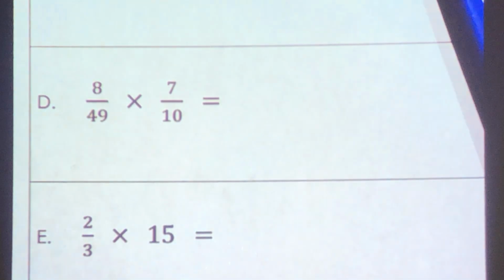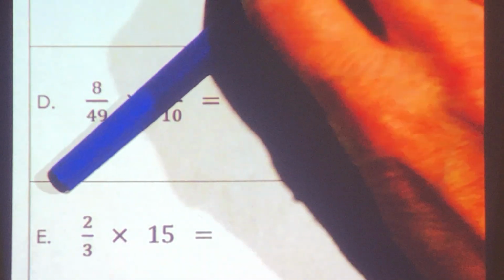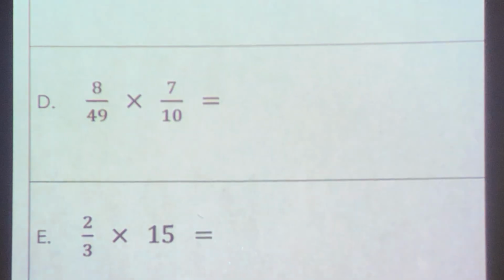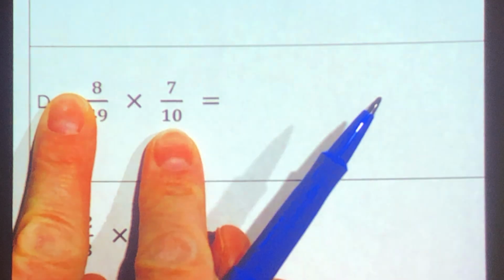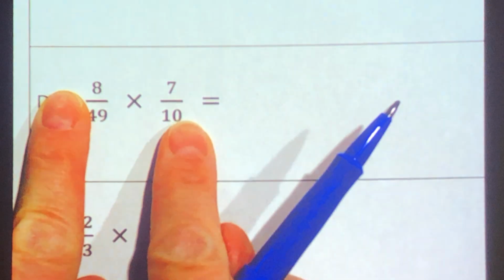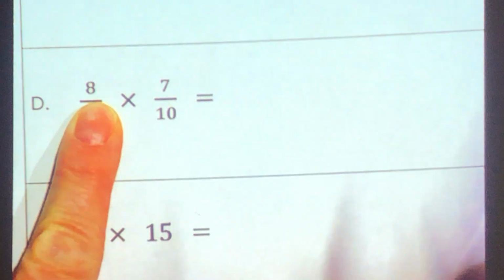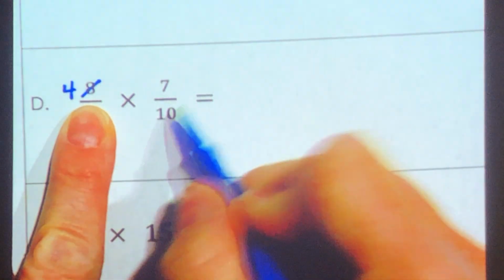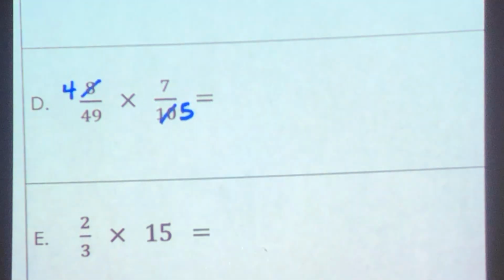This is where we call it cross simplifying. Cross meaning across from one another. Those of you that played bingo with us yesterday, diagonals. Okay, so I'm going to look at 8 and 10, because I know I could have that 10 underneath it instead. And the largest number that goes into 8 and 10 is 2. 8 divided by 2 is 4, and 10 divided by 2 is 5. That's called cross simplify, because we just simplified the digits that were across, or diagonal from one another.